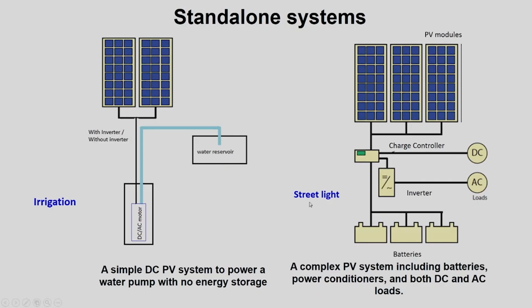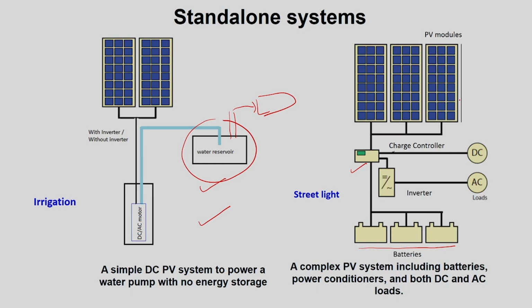What you can see here are two configurations of a standalone system. The first configuration has no charge controller and battery bank, and the second configuration has a charge controller and then battery banks. Here is an example of lifting water from the ground and storing it in a reservoir, and then finally we can use this reserved water for irrigation applications, because in irrigation we need a huge amount of water. This is something like a solar powered water pumping system, which is used in irrigation.